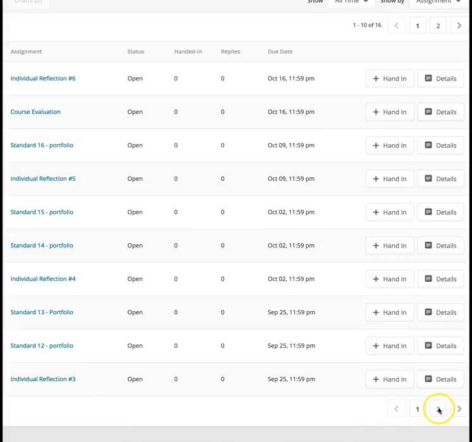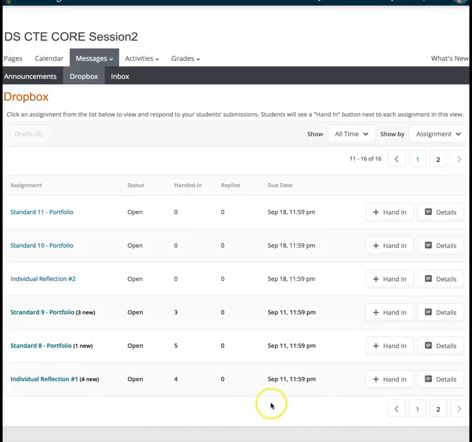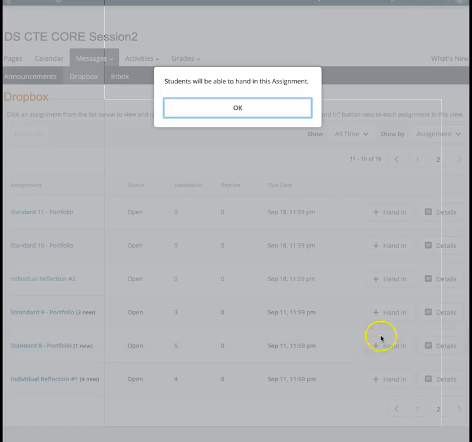I'm going to go to page 2 because I don't see Standard 8 here. It's by date. Here's Standard 8. I'm going to click on Hand In, and I can't go any farther, but this is where you're going to hand in that work. The checklist, the looking back, the evidence, and the looking forward. But you don't do this for every single substandard for Standard 8. You do one substandard for looking back and one for looking forward. I hope this helps. Thank you.